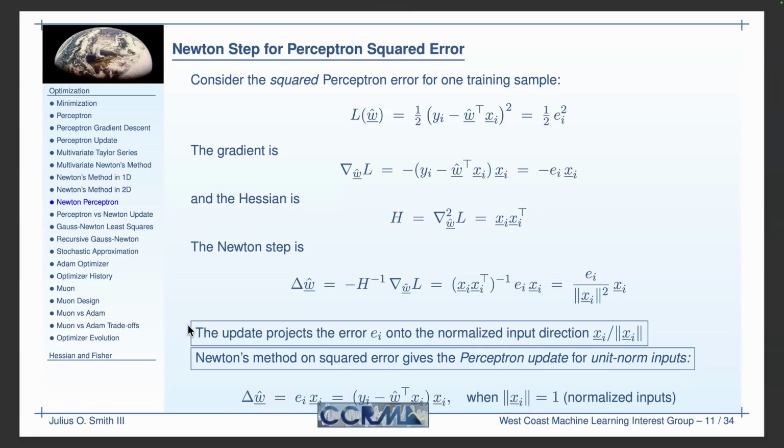Let's see what else we have. So the update projects the error onto the normalized input direction. Newton's method on squared error gives the perceptron update for unit norm inputs. That was the basic idea there, to derive a connection between Newton's method and the perceptron update. You have to normalize, and this is still a little hand wavy, so I'll sharpen it up for next time. This is just fresh off of Claude.